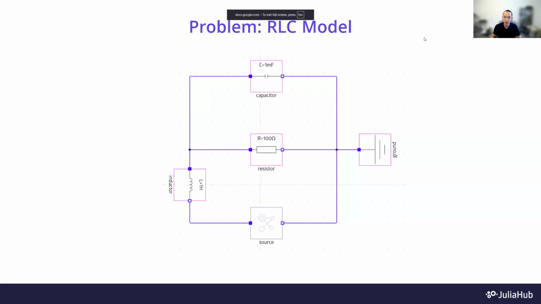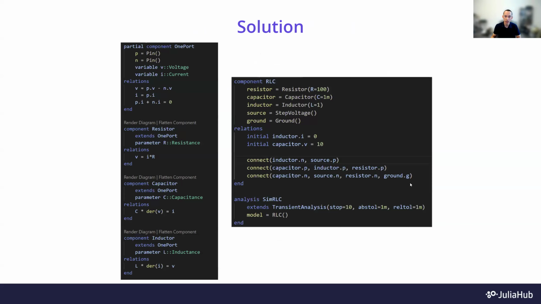So in summary, what we did, the problem at hand was to design this RLC circuit inside of Dyad and then provide a voltage source to it to see the system's response. What we did was we went into Dyad, we created this one port component to reduce redundancy. Then we defined resistor, capacitor, inductor using that one port component.